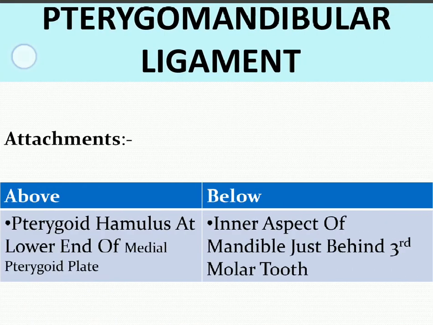Pterygomandibular. This ligament, as the name suggests, on one side it is attached to the medial pterygoid plate. There is a medial pterygoid plate and on which there is pterygoid hamulus. So it is attached to that part above and below it is attached to the inner aspect of mandible just behind the third molar tooth.